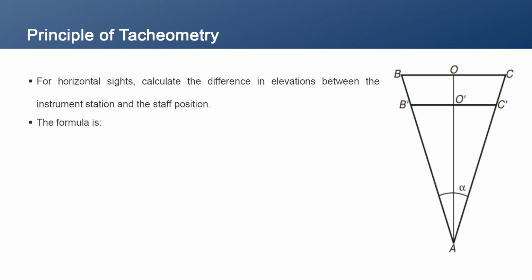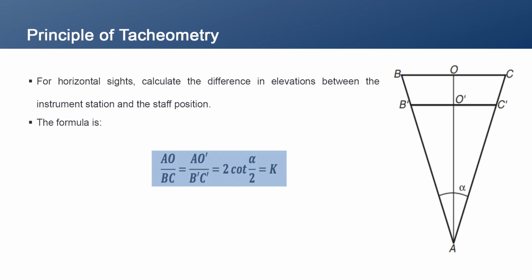Now for horizontal sides, the similar triangle principle can be used to calculate the difference in elevation between the instrument station and the staff station, like differential leveling. So, the relevant formula is AO by BC is equal to AO' by B'C' is equal to 1/2 cot alpha by 2, which is equal to K. This can be easily understood from the figure. So, kindly see the figure closely.